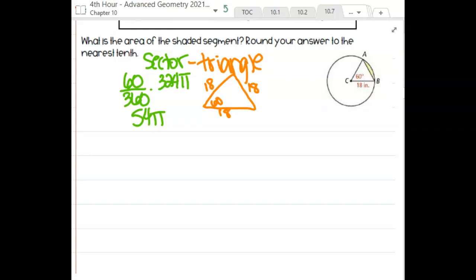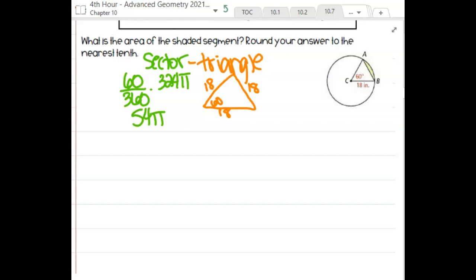Yes? Well, all the triangles would be isosceles. Yes, but not all the triangles will be equilateral. They will always be isosceles because they're always going to be formed by two radii, and the radius is always going to be congruent with the other radius. That's a good question.